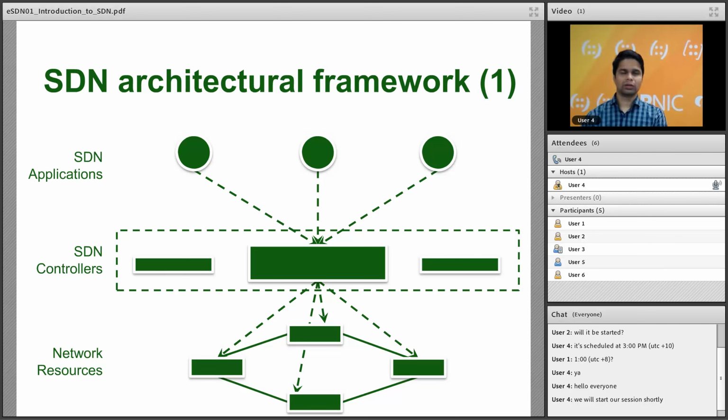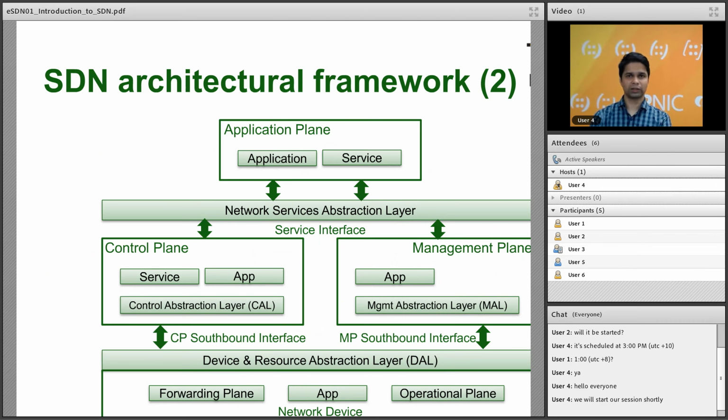So then we have the middle tier, which is an SDN controller, which basically has all the intelligence within it, and it does the signaling to instruct the flow or push the flow to the network resources. The resource layer basically does all the flow, right? So this is the simplified architecture of the SDN framework.